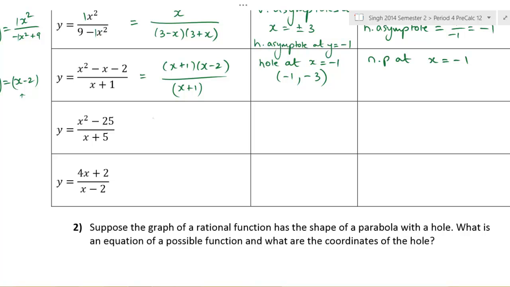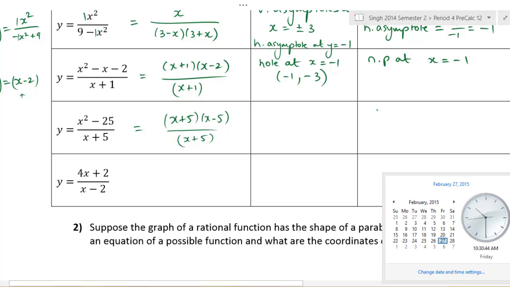Next one, again factor it out. x plus 5, x minus 5 all over x plus 5. No, I didn't mention anything about a horizontal asymptote in the previous example. Why not? Why didn't I bother looking for a horizontal asymptote? Absolutely, the degree of the top is higher than the degree of the bottom, so I know that there is not going to be a horizontal asymptote there. Also, the fact that it's a linear function having any asymptotes doesn't make any sense to me.